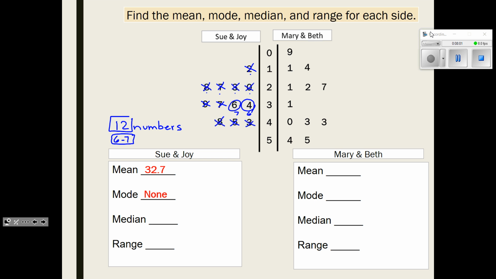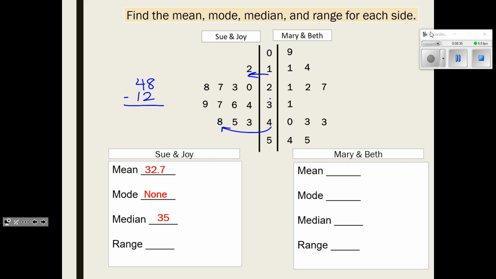The 6th and 7th numbers are in the middle, and the average of them is 35. It's 35 because this was 34 and 36, so we average 34 and 36 by adding them together and then dividing by 2, which is 35. Now the range is where you look for the smallest number and you subtract it from the largest number. Well, for Sue and Joe, the smallest number was 12 and the largest number was 48. So if we take 48, the largest number, and we subtract the smaller number, we get 36.